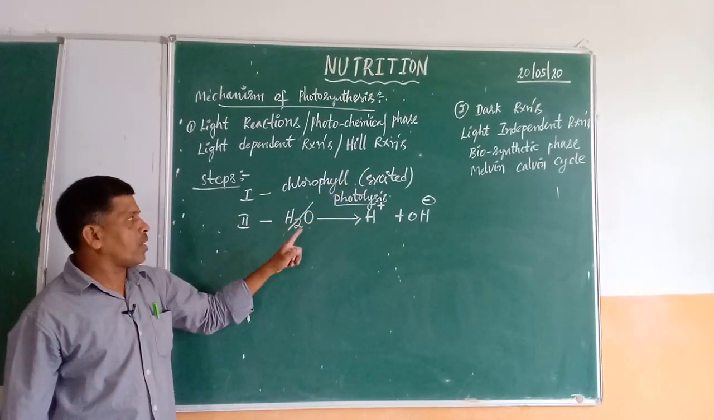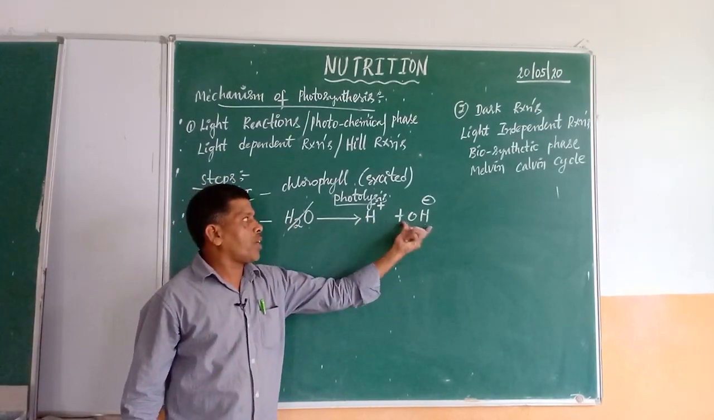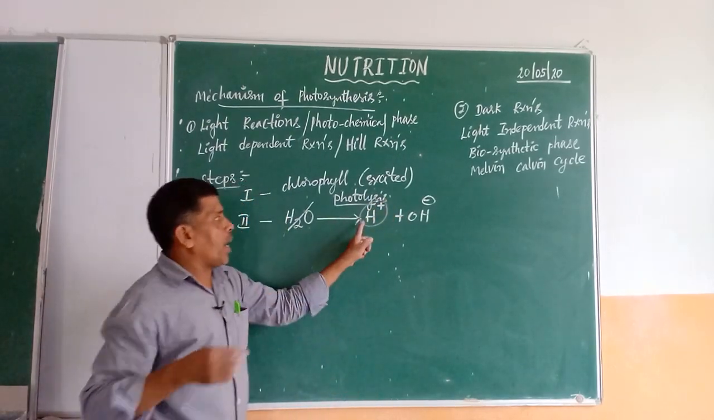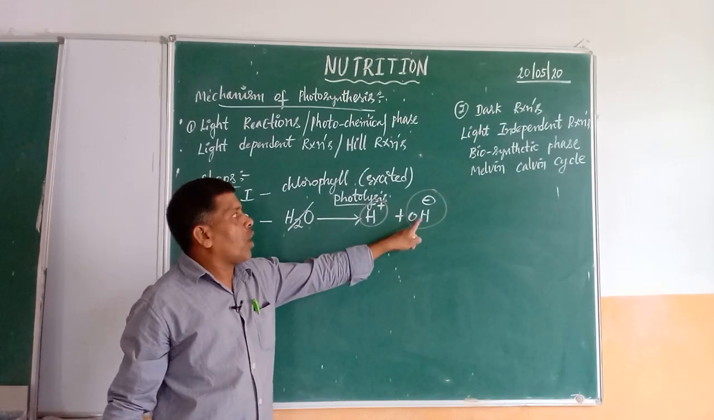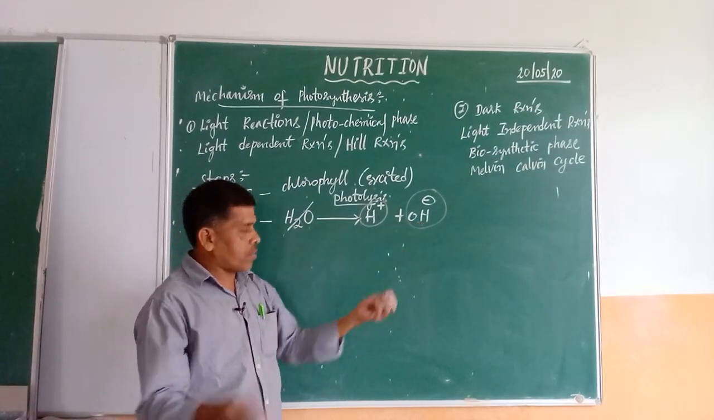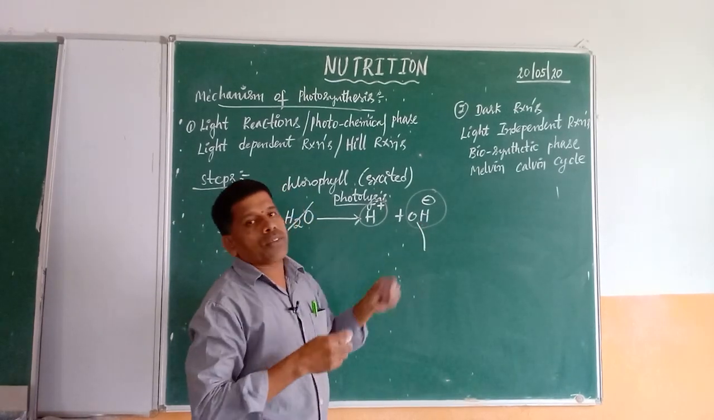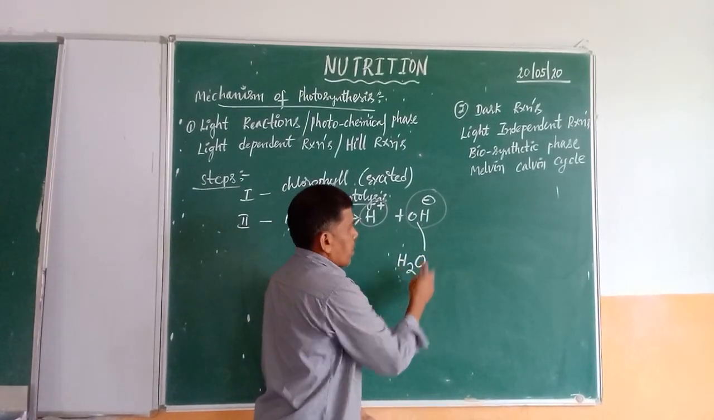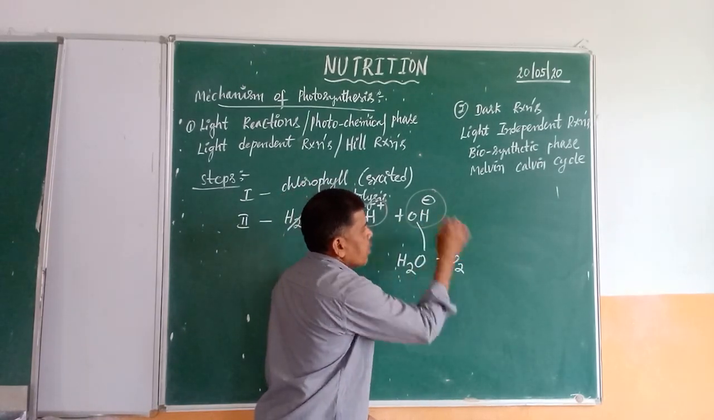After breaking the water molecule, we now get two products. The first type of product is hydrogen ions, H plus ions, and the second type of product is hydroxyl ions, OH minus ions. Now these hydroxyl ions undergo a series of reactions and produce water. Water is produced from hydroxyl ions, and along with this we get oxygen gas.